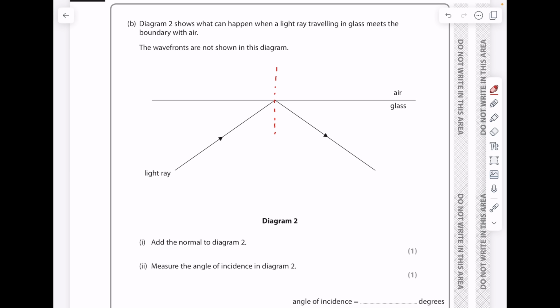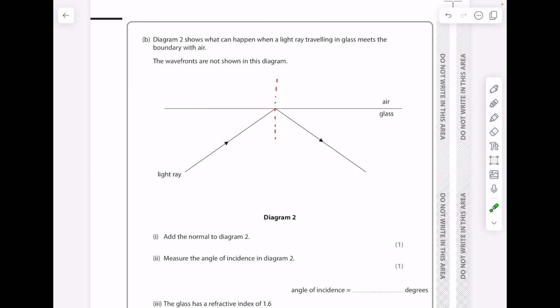Measure the angle of incidence in diagram 2. So here we have the incident ray, which means that this is the angle of incidence. You need to use your protractor carefully here. You'll find that that is 55 degrees if you've measured it accurately.